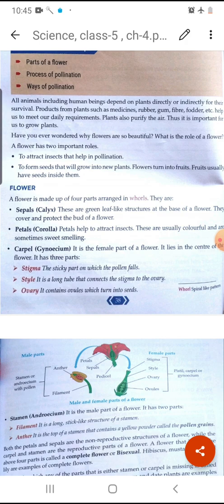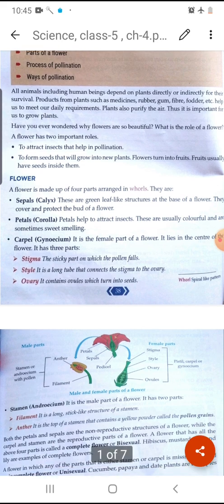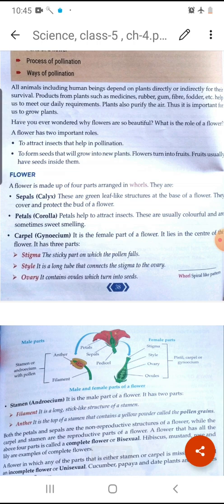which is almost leaf like part, which is attached at the base of the flower. Okay, so what is the function of sepal, or another name for sepal, that is calyx? To cover and protect the bud of the flower. Next is corolla or the petals, which is the most colorful and most attractive part of the flower, which attracts insects, and these are generally colorful and sweet smelling.